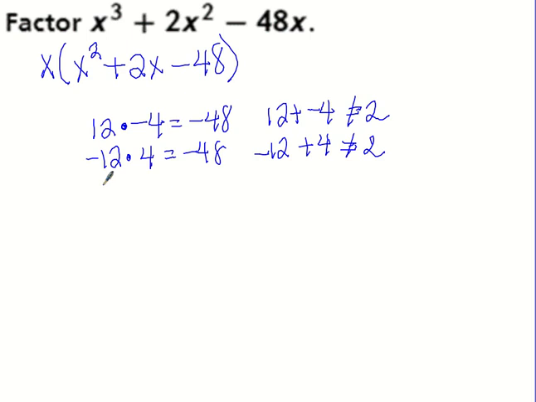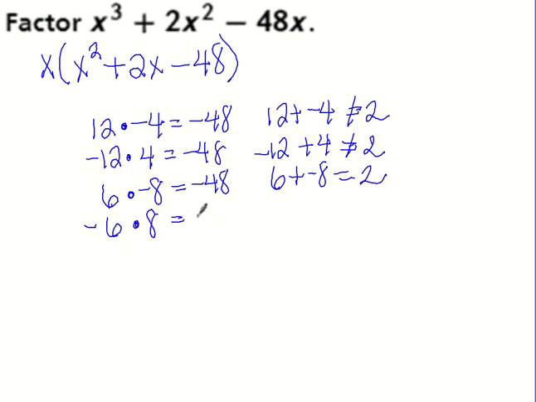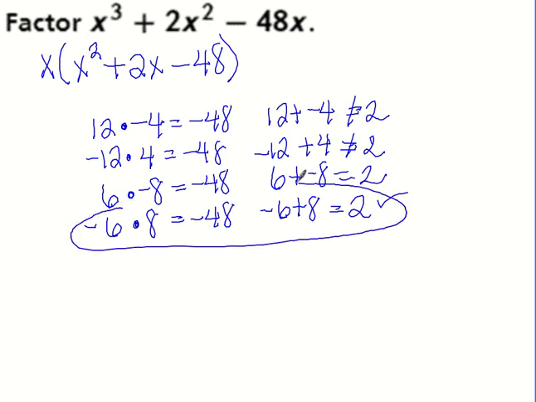What would that be? Trying to think of factors. I'm really blanking right now. 6 times negative 8 gets me negative 48, but 6 plus negative 8 is not 2. What if I switched it? Negative 6 times 8 equals negative 48, and negative 6 plus 8 is in fact 2. This is the one I want. Whoops, I got a little crazy with my circle, but there's the one I want.